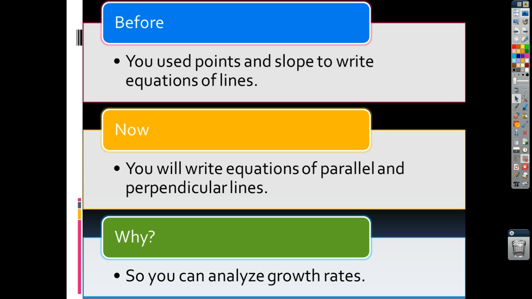You might ask yourself why. One of the options we might have here is so that we can analyze growth rates. Like two things are growing at the same time, maybe they start in different places. We're going to use those to figure out if one is rising faster or slower than the other, or maybe they're rising the same amount.